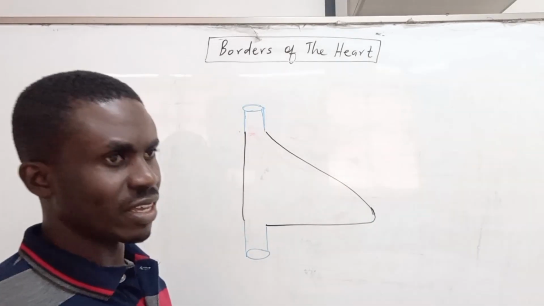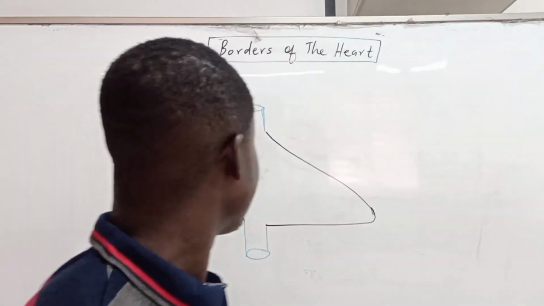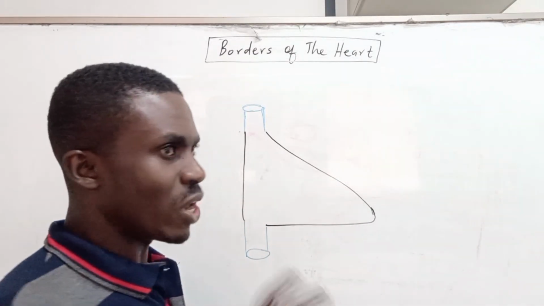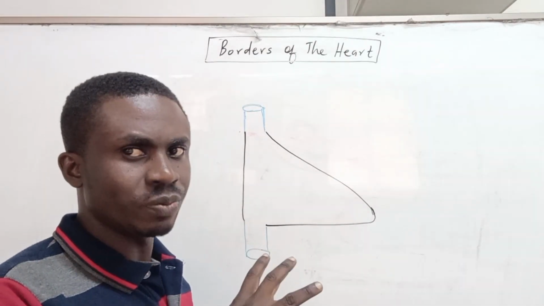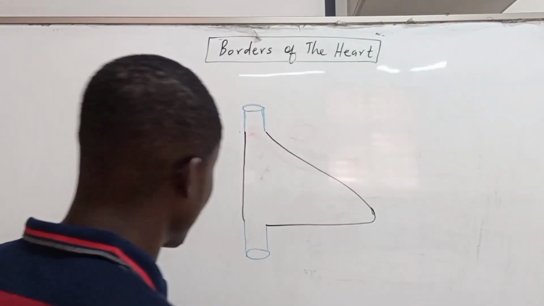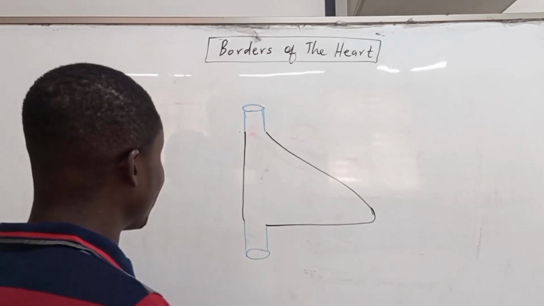Now let's take it out. This is the heart. If you are looking at it from an anterior view, let's say we are looking at its anterolateral view, that's what we want to see. Then this is something that we are going to see.